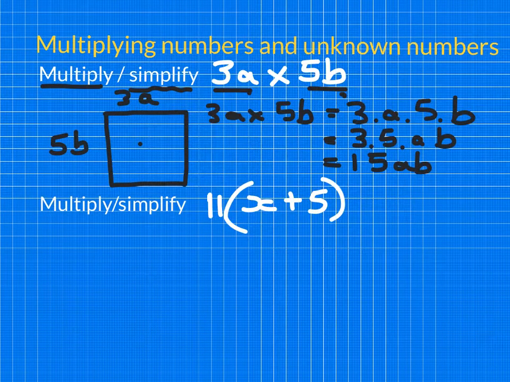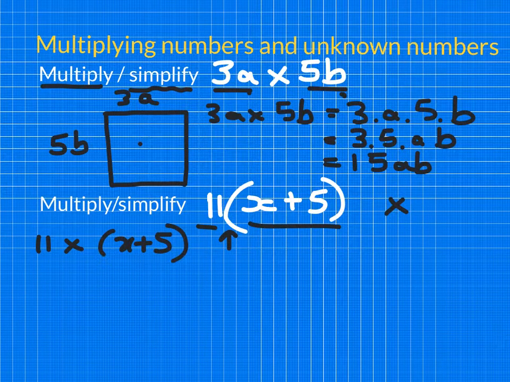In the second example, we are going to multiply or simplify 11, and then there's a bracket, x plus 5. When there is nothing in between a number and a bracket, or even two numbers, as in question 1 like 3a, it just means the two things are multiplied together. So if we rewrite it, it's actually 11 times x plus 5.